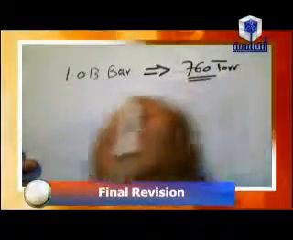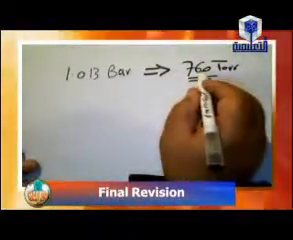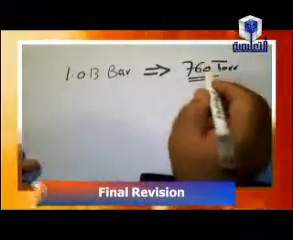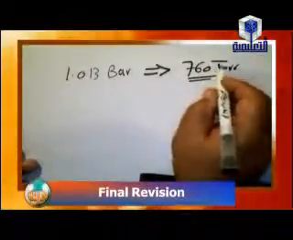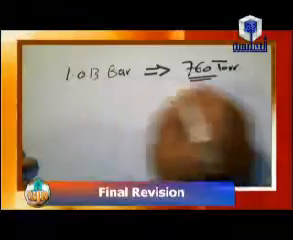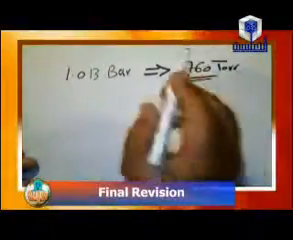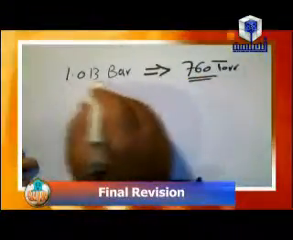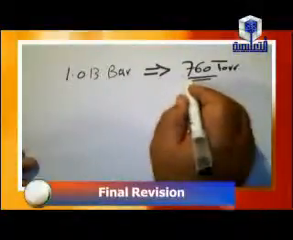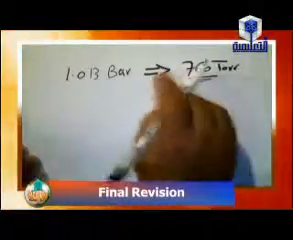Atmospheric pressure is equivalent to the pressure arising from a mercury column of length 760 millimeter mercury and cross-sectional area 1 millimeter square or 1 meter square. So 1.013 bar is equivalent to 760 torr.